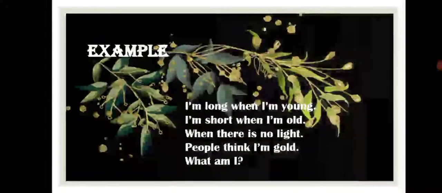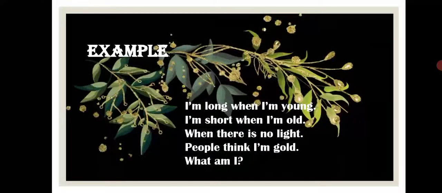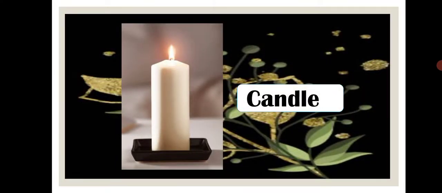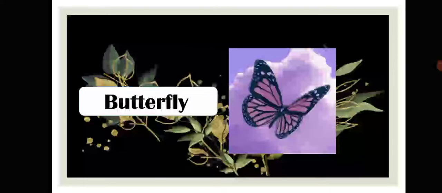The first one is, I'm long when I'm young. I'm short when I'm old. When there is no light, people think I'm gold. What am I? What do you think is the answer? The answer is candle. The second example. It can fly. It has butter in it, but you cannot eat it. What do you think is the answer? The answer is a butterfly.